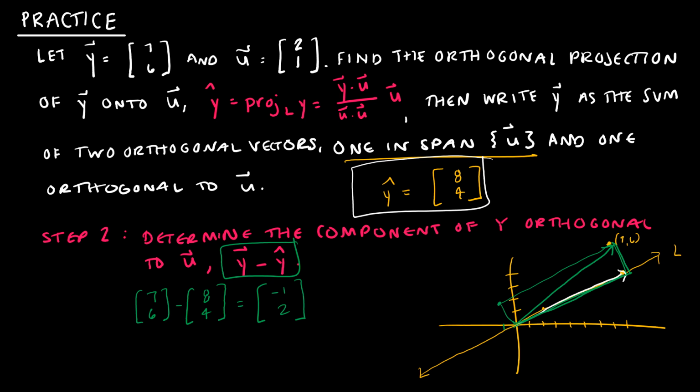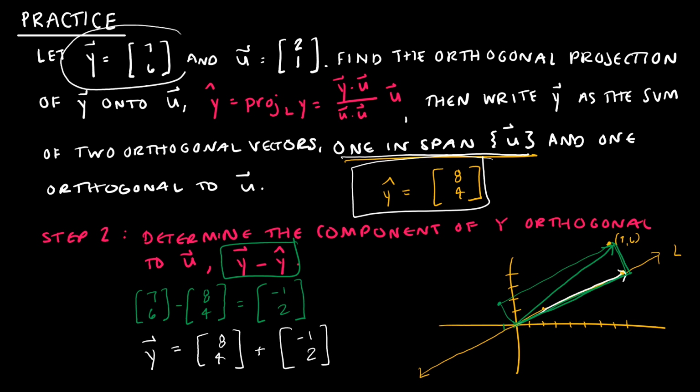So the question asks me to write y as the sum of two orthogonal vectors, so that sum would simply be (8, 4), which is the one that's in the span of u, and then the one orthogonal to u is (-1, 2). And obviously I can check this by saying 8 plus -1 is 7, 4 plus 2 is 6, and that does get me back to y.